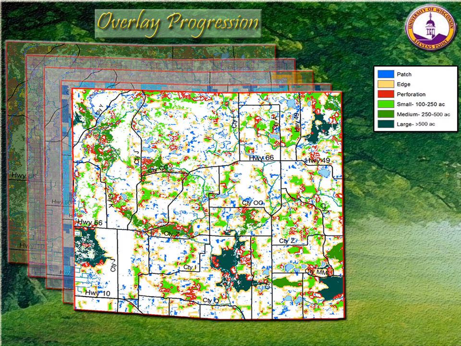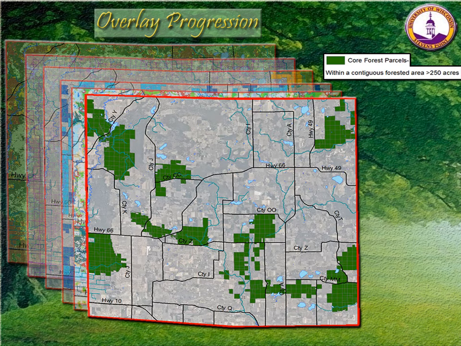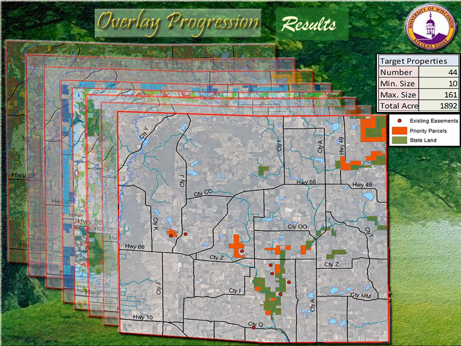We then were able to take a look at the forest, and this particular analysis was performed with a spatial fragmentation toolbox that was developed by the University of Connecticut Center for Land Use Education and Research. And this analysis helps us understand not just where forests are, but also where the large, intact, core forested areas are. We then summarize those results and use the overlay of all of these different layers to arrive at priority parcels.